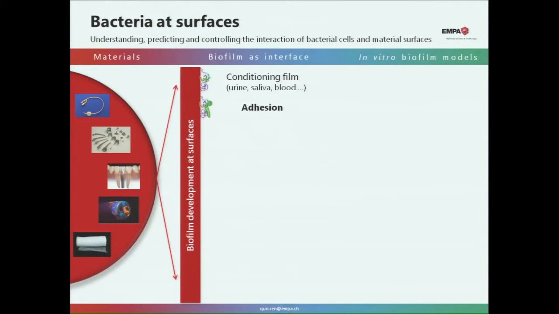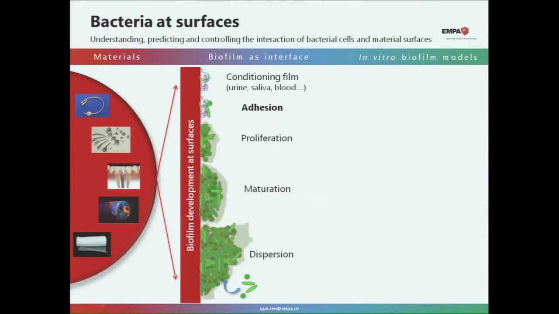Here, the green color illustrates the bacteria. So they promote bacteria adhesion. And then bacteria will proliferate on this material surface and mature. When the biofilm grows to a certain size, the bacteria cells can be released from this biofilm and then find new locations to again attach on the surface.